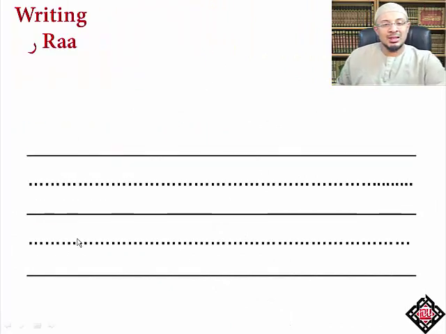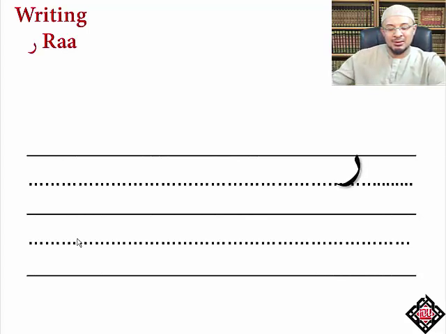Okay, but before we do that, let's look at the Ra in terms of its morphology. We need to be able to write the Ra first and recognize it first before we pronounce it, right? That's the first step. So we look at the Ra right here. It is similar to the Dal, but it's a little different. The Dal is like this, but Ra is more like a semicircle. Dal is more like a part of a square.